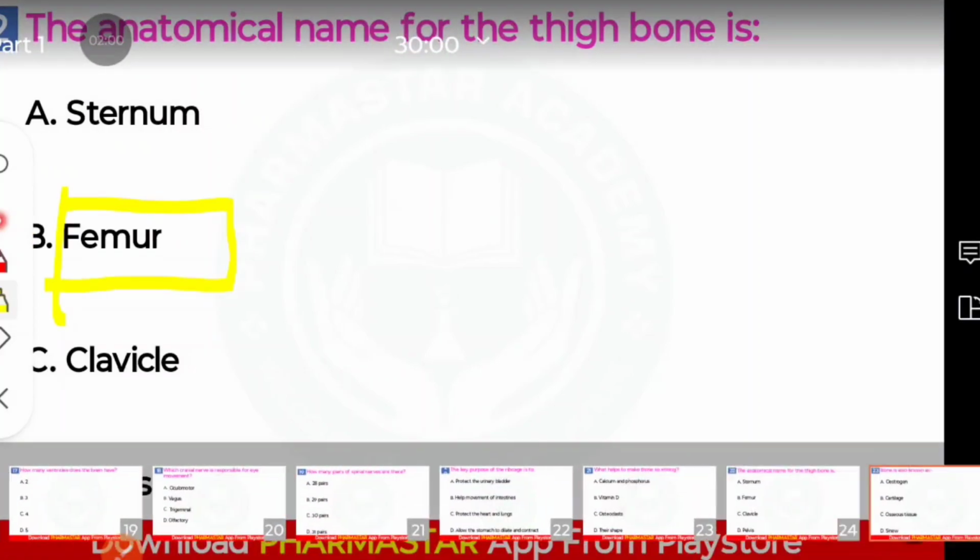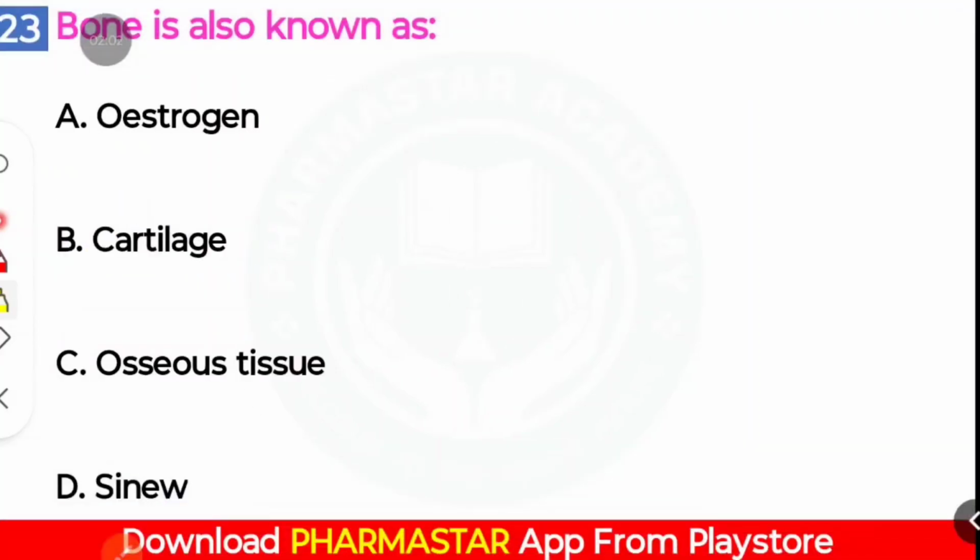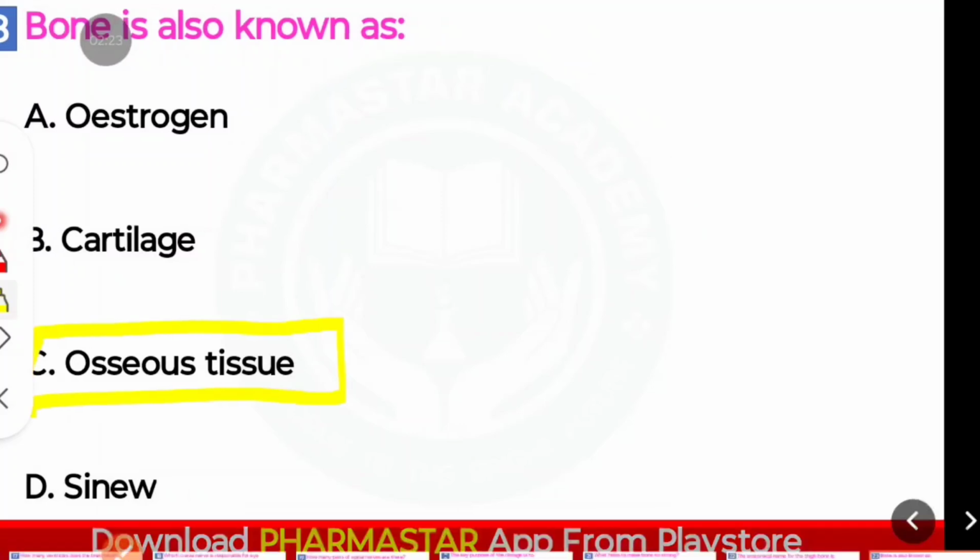Next question. Bone is also known as: option A. Osteogen, B. Cartilage, C. Osseous tissue, D. Sinew. The correct answer is option C. Osseous tissue. It is a specialized rigid connective tissue that makes up the skeletal system, providing structural support, protecting organs and storing minerals. The correct answer is option C.